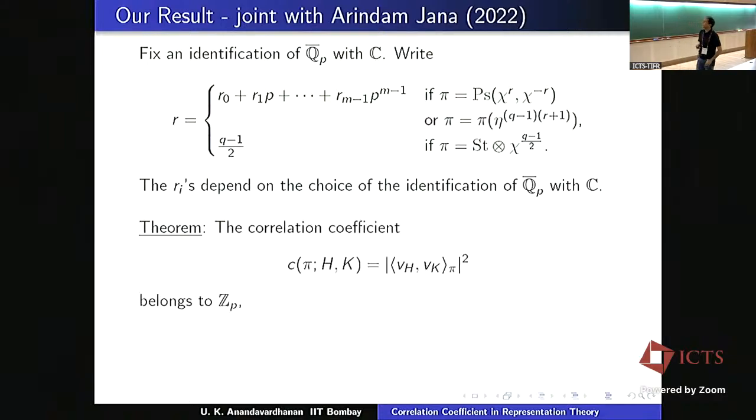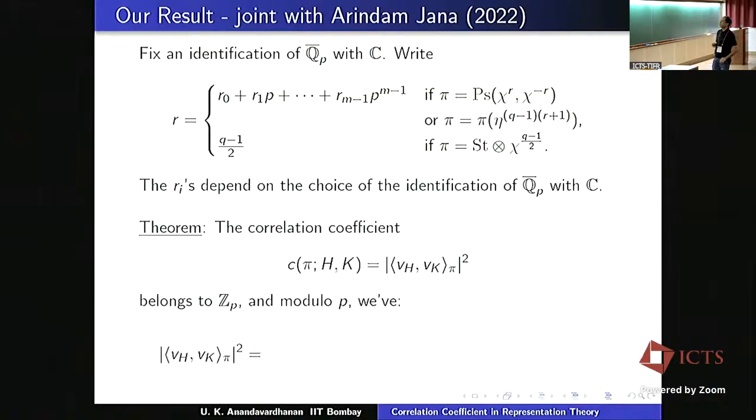And this is the theorem. The correlation coefficient. Because of this identification, it was a complex number. Its mod square is a real number, and because of all the normalizations, it is a positive real number between 0 and 1. But let's say it belongs to C. And because of this identification, it is in Q_p bar. But the point here is it belongs not just to Z_p bar, but Z_p itself. So reducing mod p itself makes sense, not just modulo some prime ideal above p. So mod p makes sense, and modulo p there's a nice answer.